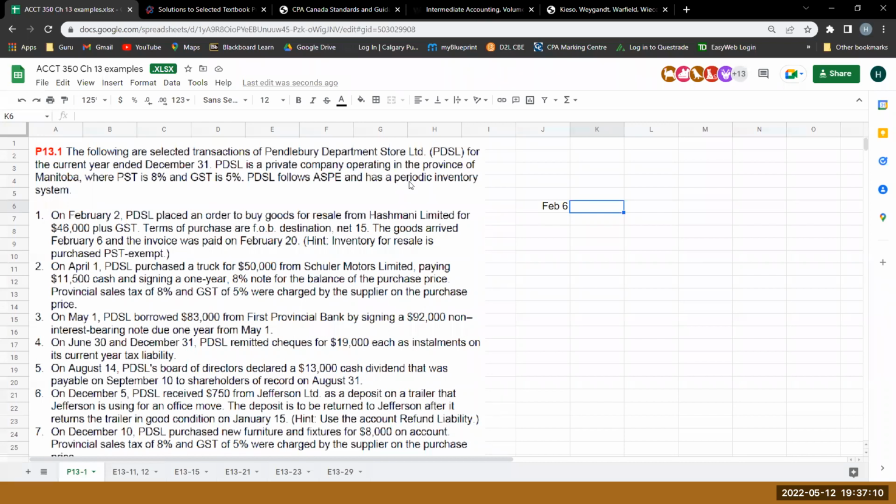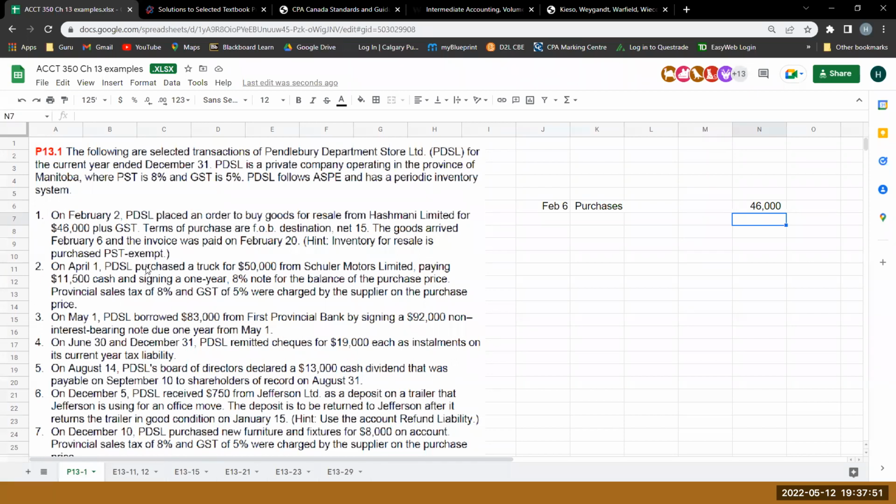Under the periodic inventory system, you'll recall that we don't use the inventory account. Instead, we use other account names. So when you're buying the goods, you're going to debit purchases for $46,000. Now, we have GST on top. We bought the goods for 46,000 plus GST. The rate for GST is 5%. And the hint we've been given is inventory for resale is bought PST exempt.